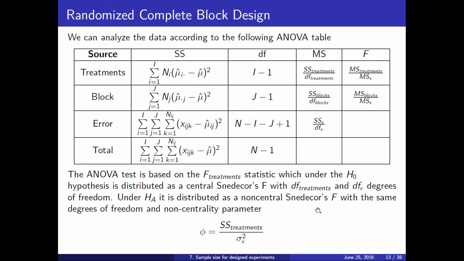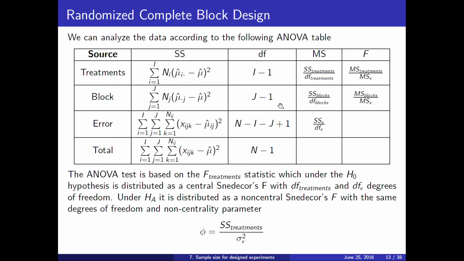Okay, so we will have our Anova table. So we have in total n minus 1 degrees of freedom, and of this n minus 1 we are using I minus 1 for the treatments, J minus 1 for the blocks, and all the remaining, that is n minus 1 minus these 2, for the residuals.